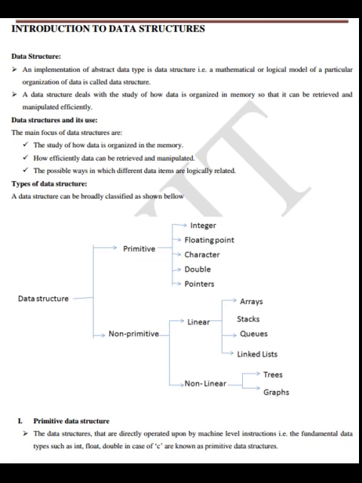Types of data structures. A data structure can be broadly classified as shown below. See the figure. First is primitive data structure. The data structures that are directly operated upon by machine level instructions, that is, the fundamental data types such as int, float, double in case of C, are known as primitive data structures.